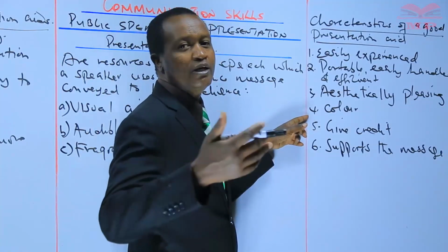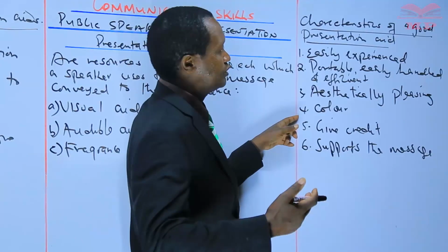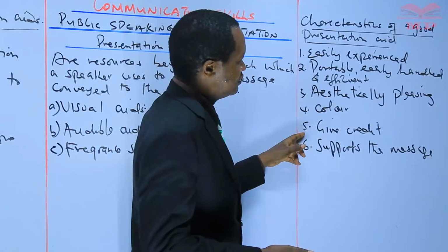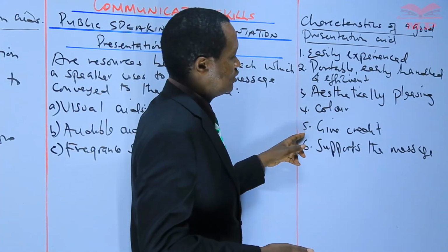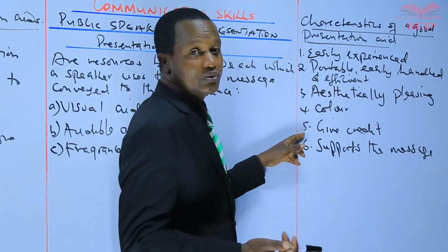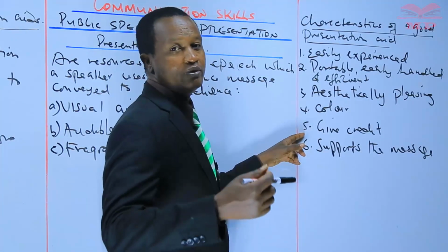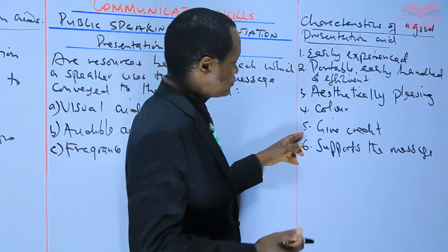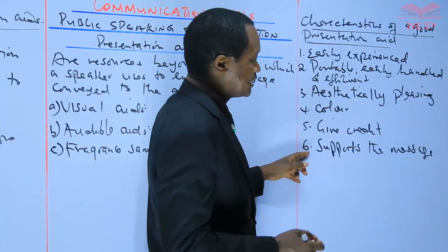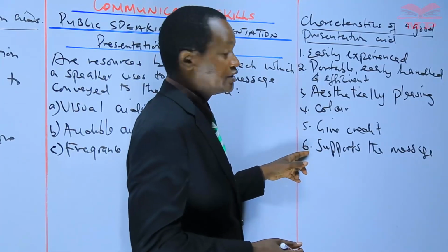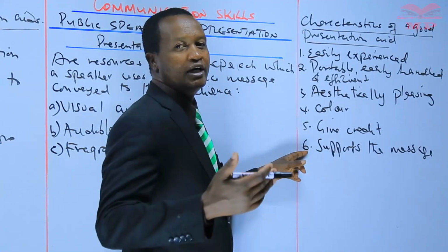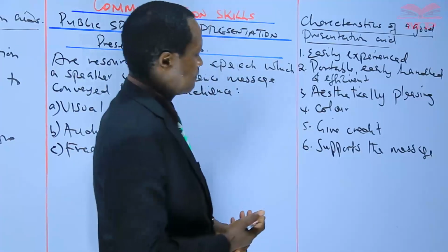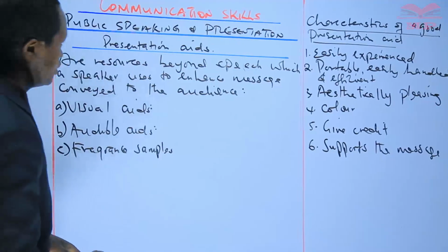We've said some colors are more soothing, some colors are more readable than others, so it's important to check the color aspect. Number five, we've said a good presentation aid is one where the speaker gives credit where credit is due, right? We've said that you should provide credit when using images that are not your own. Then lastly, a good aid supports the message and is one that has relevance to the content. So we close the lesson.